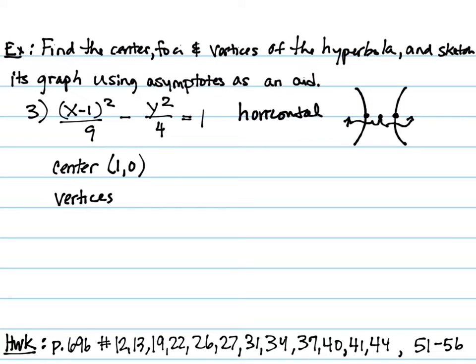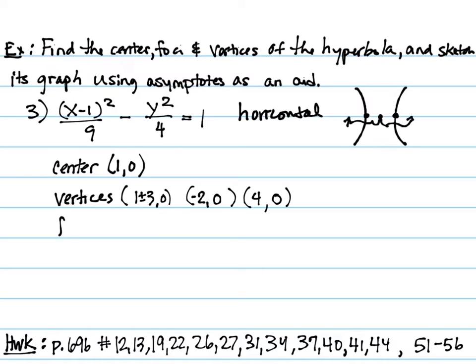So this one is 3, so it's 3 away from the center. I want 3 away from 1 in both directions. So what values will I get? Say that again for me, Annika. -2 and 4. And the y value stays the same, so my y value will still be 0. So I take my x value and add and subtract 3. All right, that's our vertices.